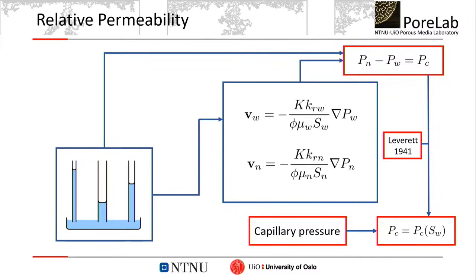But this is it. This is relative permeability theory. That is used in every single calculation that has to do with how immiscible fluids flow in porous media in industrial connections.